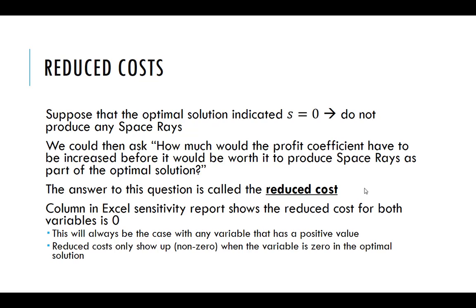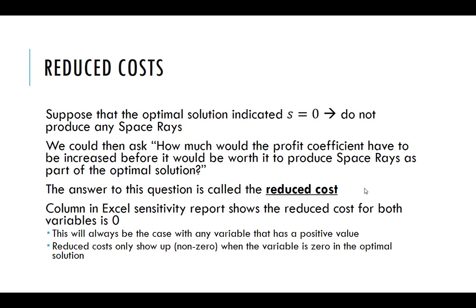suppose that we got an optimal solution that indicated that we don't produce any space rays, so S equals 0. We did not get that, right? But just for a moment, assume that's what happened. We could then ask, how much would the profit coefficient have to be increased before it would be worth it to produce space rays as part of the optimal solution? The answer to that question is called the reduced cost.